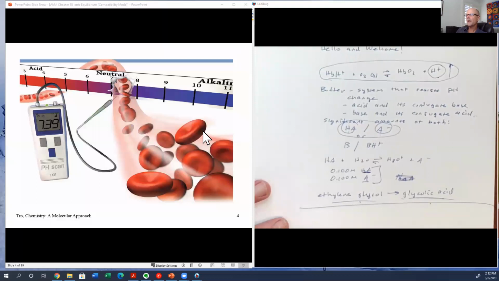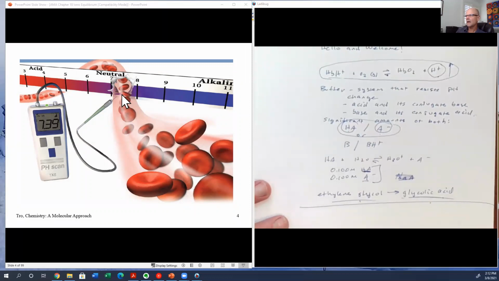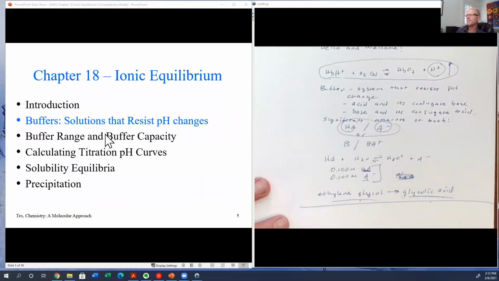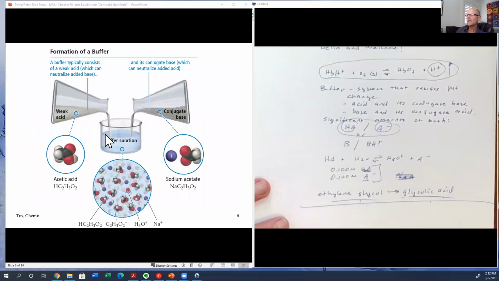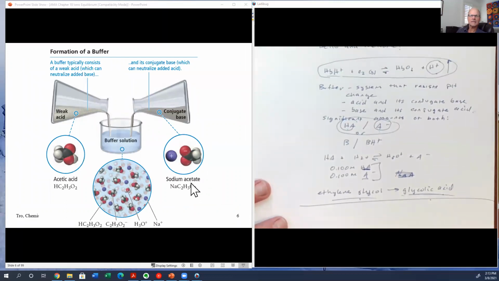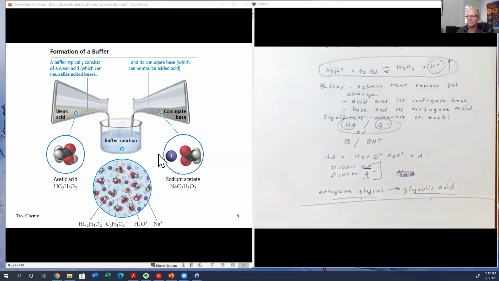So what we're going to learn about then is buffers. The blood contains a buffer that maintains its pH at a very, very constant level, very close to that number. Here's an example of a buffer. Notice this buffer has acetic acid and sodium acetate, significant amounts of both an acid and its conjugate base. Anytime you see that, you should think, aha, buffer.